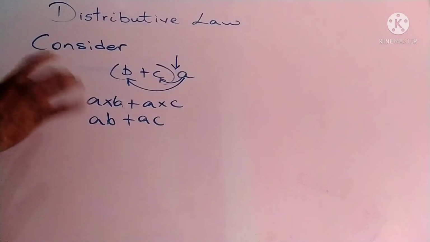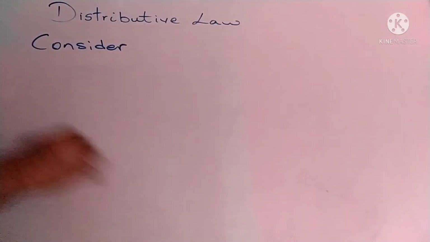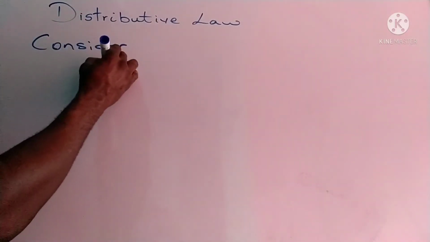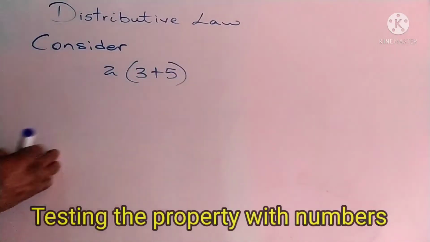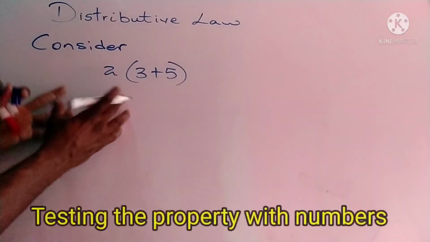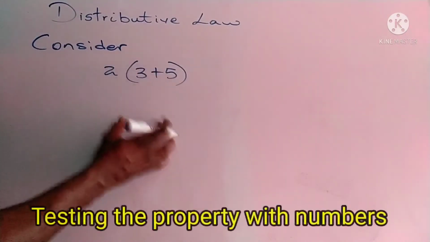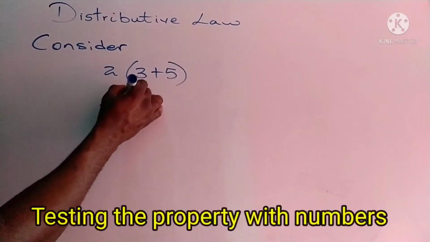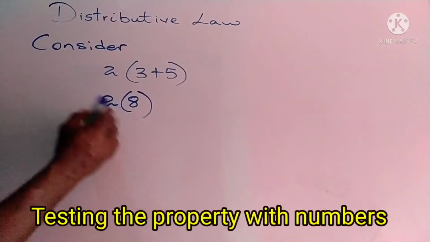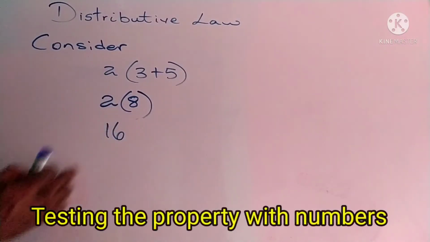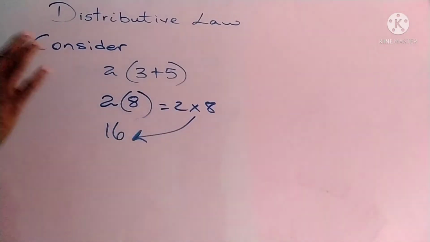Now let us see if the distributive property really works. Well, let us consider numbers. If I have 2 open bracket 3 plus 5, then let us do this without the distribution. For example, let's approach this using the order of operations, where 2 will be used to multiply by 3 plus 5, which is 8. My bracket there means multiplication, right? 2 times 8. Here is my 16.